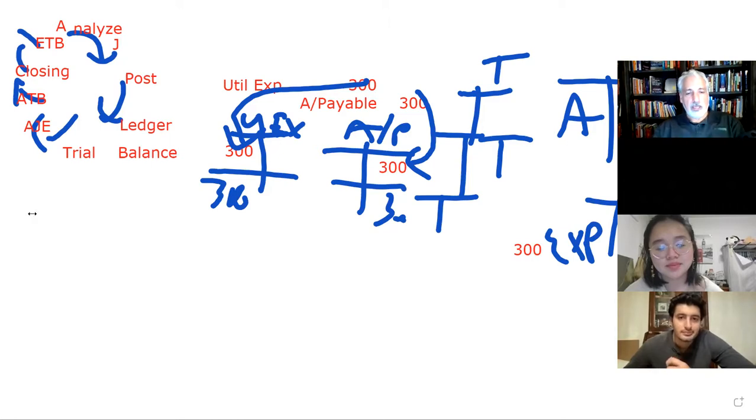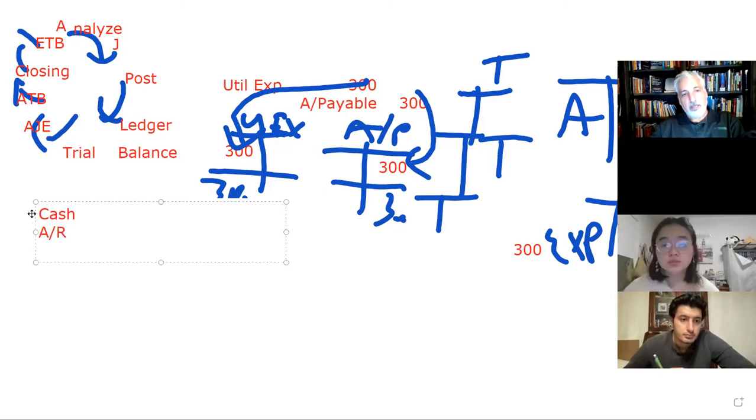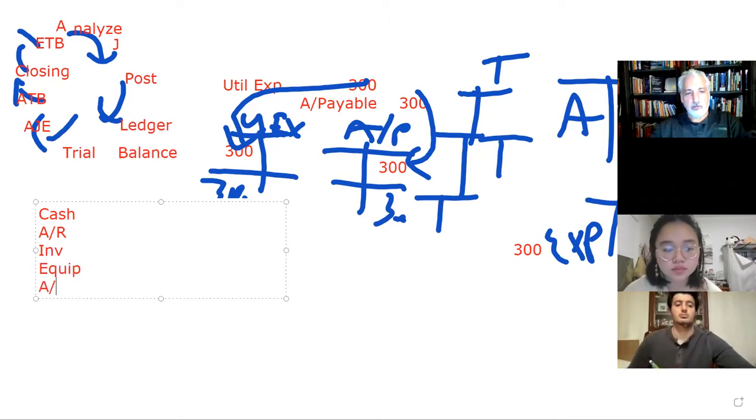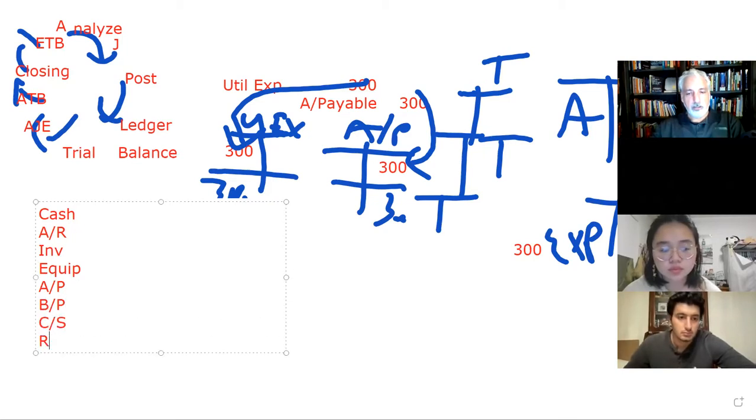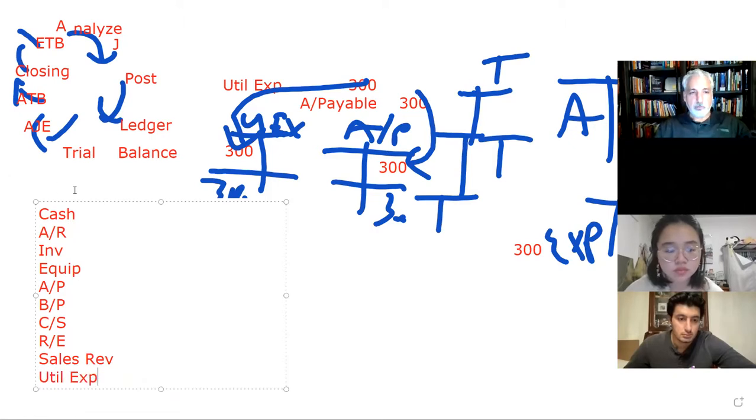So I'm going to have cash, accounts receivable, inventory, equipment, accounts payable. Might have bonds payable. I have common stock, retained earnings, sales revenue, if I can spell it right. And then I have utility expense. I'm just going to have one expense on this whole chart of accounts.